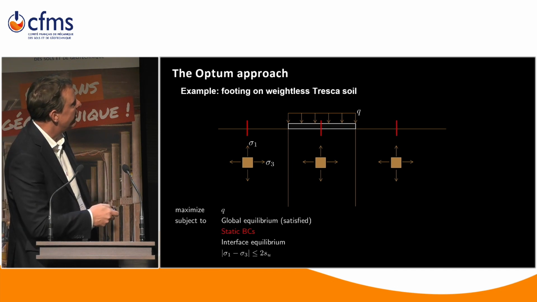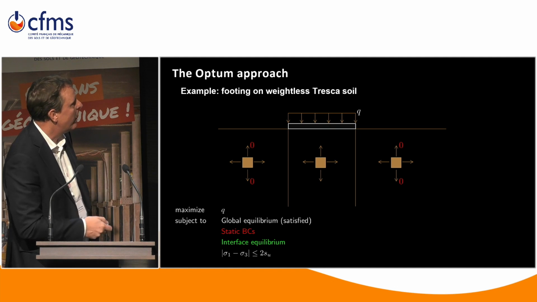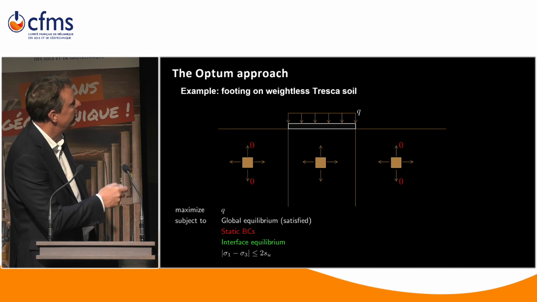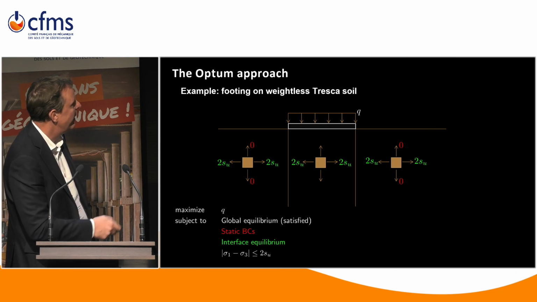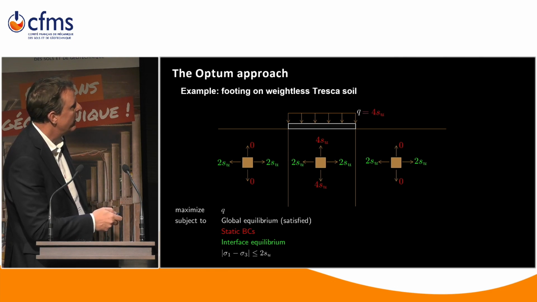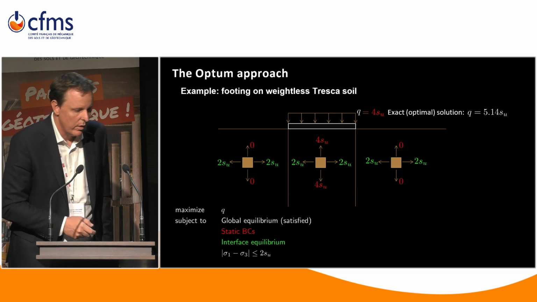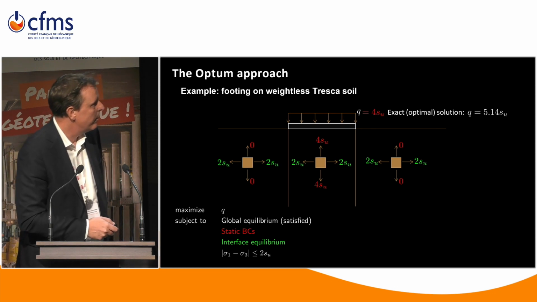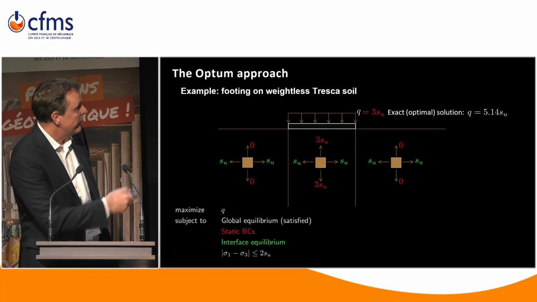And so these are the static boundary conditions. So the interface is out here, and this is what I mean by interface equilibrium. So we pretty much know that we have to have 0 here because we have a free edge. And then we could try with 2 SU here horizontally, because then this is just satisfied. And that means in the central patch here, we can go up to 4 SU and still have the yield condition satisfied. So in that case, Q is equal to 4 SU. We all know, of course, the exact solution, the famous Prandtl solution, 2 plus pi or 5.14 times SU. But 4 is clearly a lower bound.